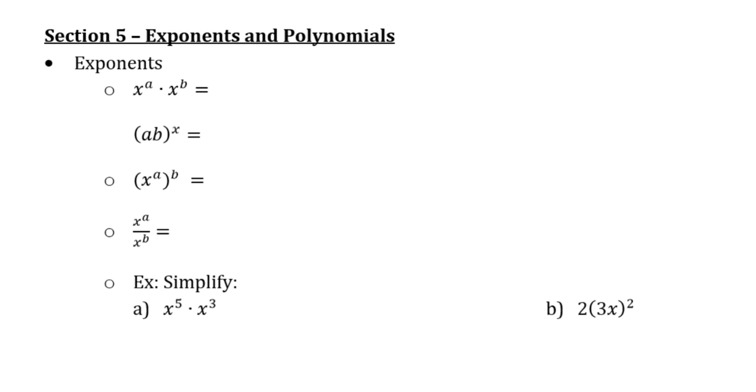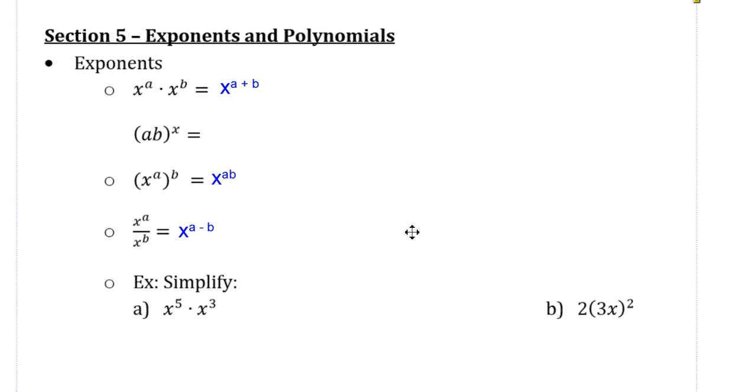One is that if I'm multiplying two bases together and those bases are the same, then I can actually add their exponents. Another is that if I'm dividing two of the same base together, I can subtract their exponents. And when I raise a power to a power, we actually multiply those exponents together. So those are our three really basic exponent rules.